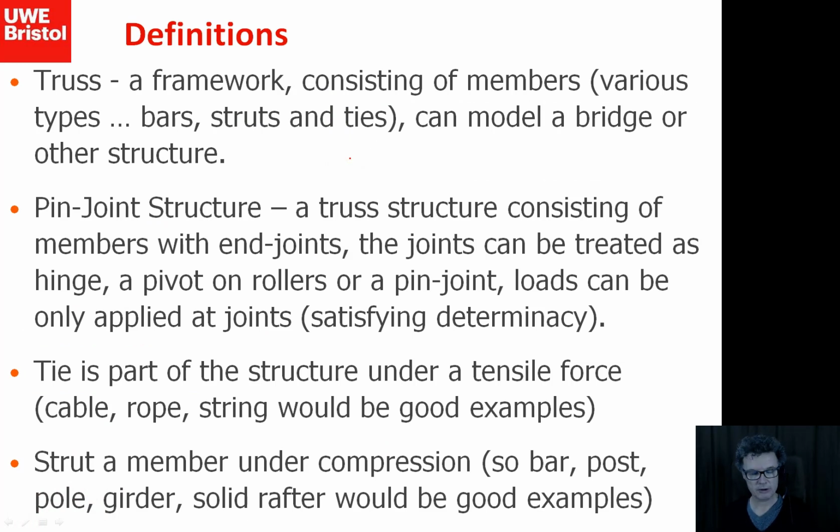So, some definitions for you. A truss is a framework consisting of members, and these members can be bars, struts or ties, and they can be used as a model for most structures, in particular for things like bridges and maybe the basic underlying framework in, say, an airplane. Okay, a pin joint structure, well, that's a special form of truss structure consisting of members with only end joints. So that's a bit interesting.